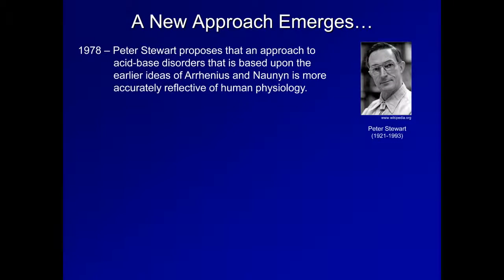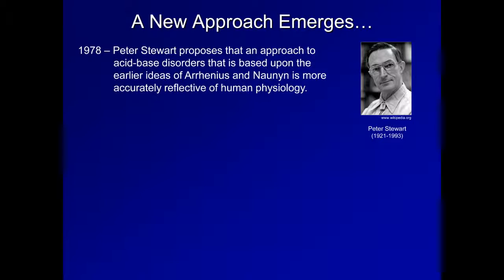For the next 15 years, acid-base analysis didn't change too dramatically aside from a greater appreciation of the utility of the anion gap. However, in 1978, a dramatically new approach emerged. Peter Stewart, a Canadian physiologist, proposed the radically new idea that human acid-base physiology is better reflected by the earlier ideas of Arrhenius and Naumann instead of Bronsted and Lowry.